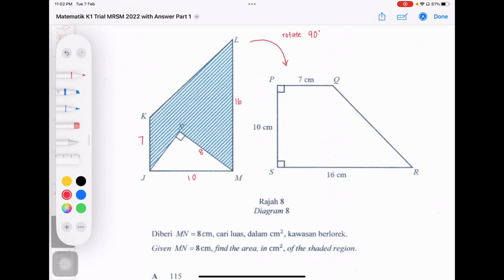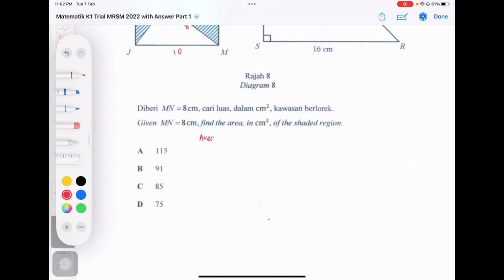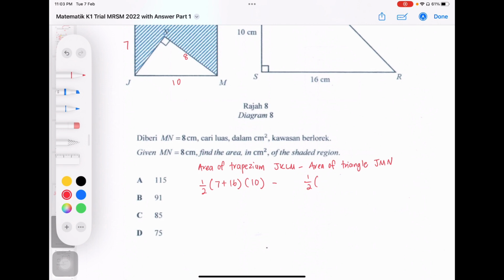So how to find the shaded region? Area of trapezium JKLM minus area of triangle JMN. So 1/2 times the parallel sides, 7 plus 16, times the height, minus 1/2. Now for this triangle, you need to know the base, which is JN, then times the height. So how to find JN?